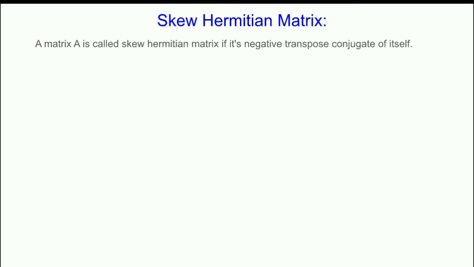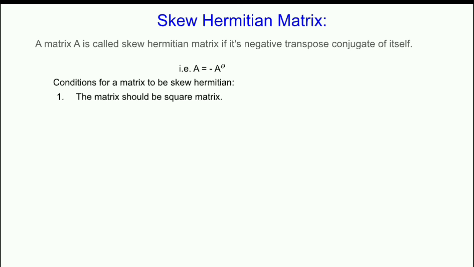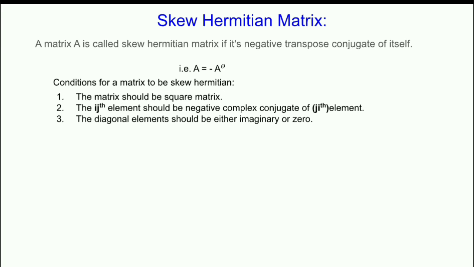Now, let's move to skew Hermitian matrix. A matrix A is called skew Hermitian matrix if it is the negative transpose conjugate of itself. That is, A is equal to minus A theta. The conditions for a matrix to be skew Hermitian are: number 1, the matrix should be a square matrix. Number 2, the ijth element should be the negative complex conjugate of the jith element. Number 3, the diagonal elements should be either imaginary or 0.